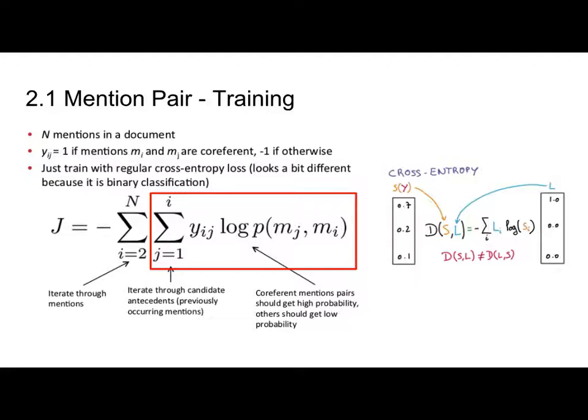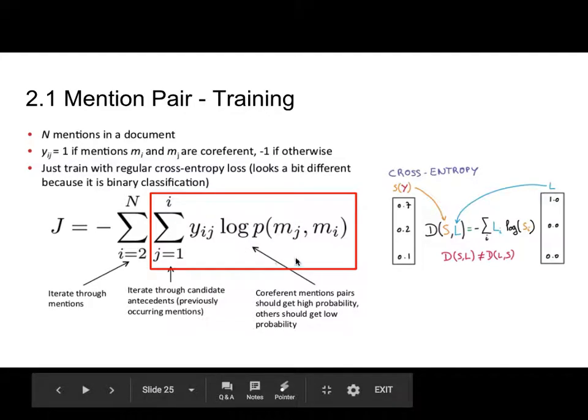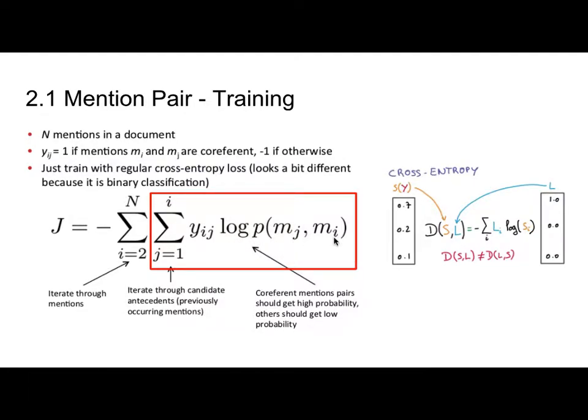It's just a cross entropy of your. So if you see, you have your log p(m_j, m_i), basically the coreference score. You just calculate how relevant your score is compared to the cross label, which is your label. And then you sum the score across your whole mention set, and then use it as your loss function for training. So this can be a supervised learning classification.